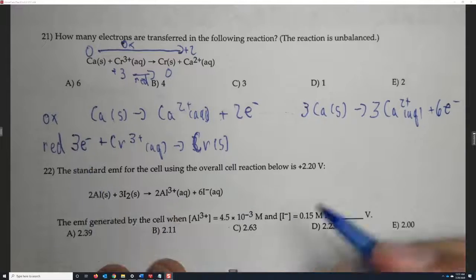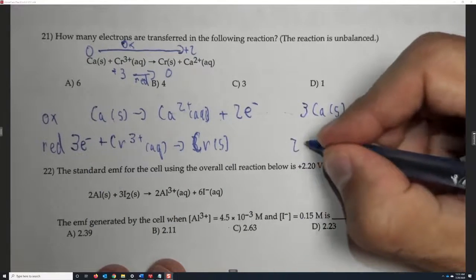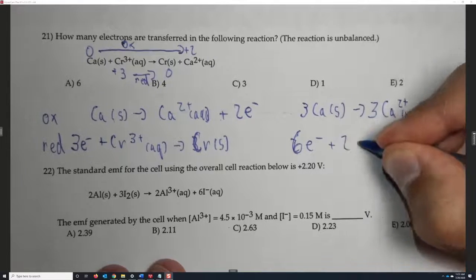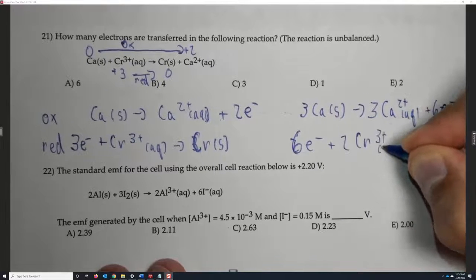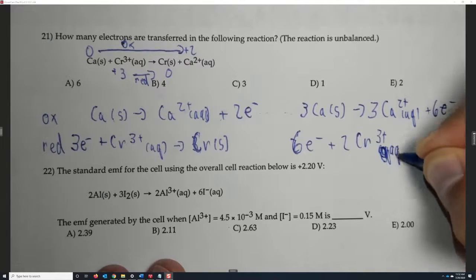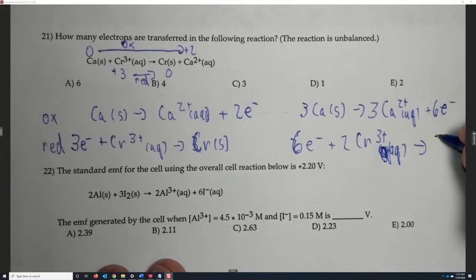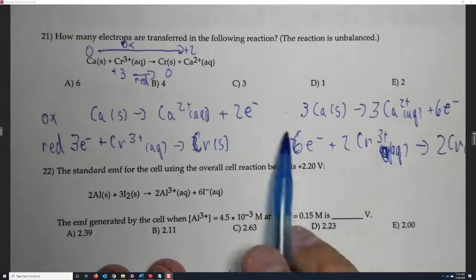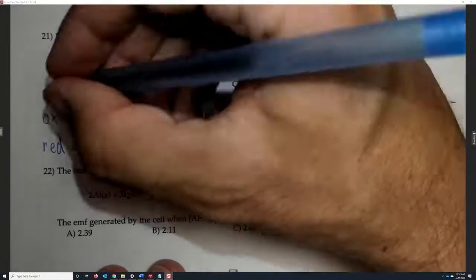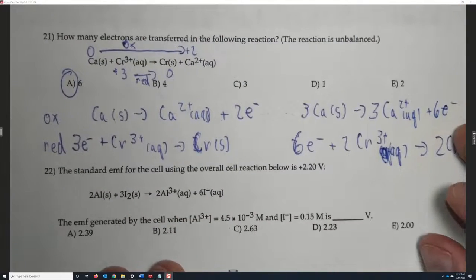And for this one, I need to multiply everything by 2. 2 times 3 is 6 electrons plus 2 Cr3+ aqueous yields 2 Cr solid. So I multiplied this one by 2. 6 electrons, and they cancel out. So the number of electrons that are transferred is 6.